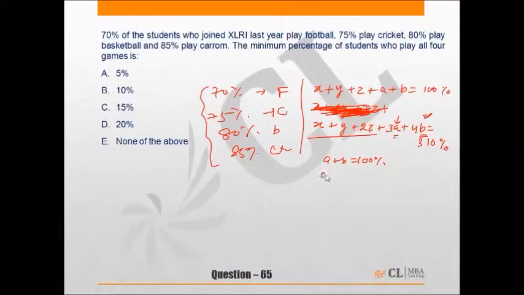100%, and 3A plus 4B as 310%. From here we get A equals 90% and B equals 10%. So the minimum percentage of students who have to play all the 4 games is 10%. Therefore option B is the correct answer.